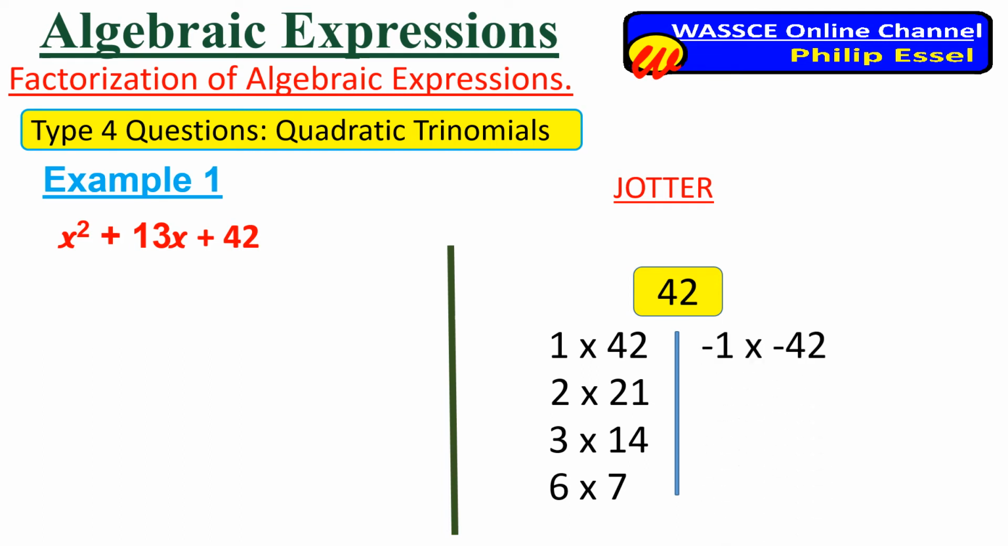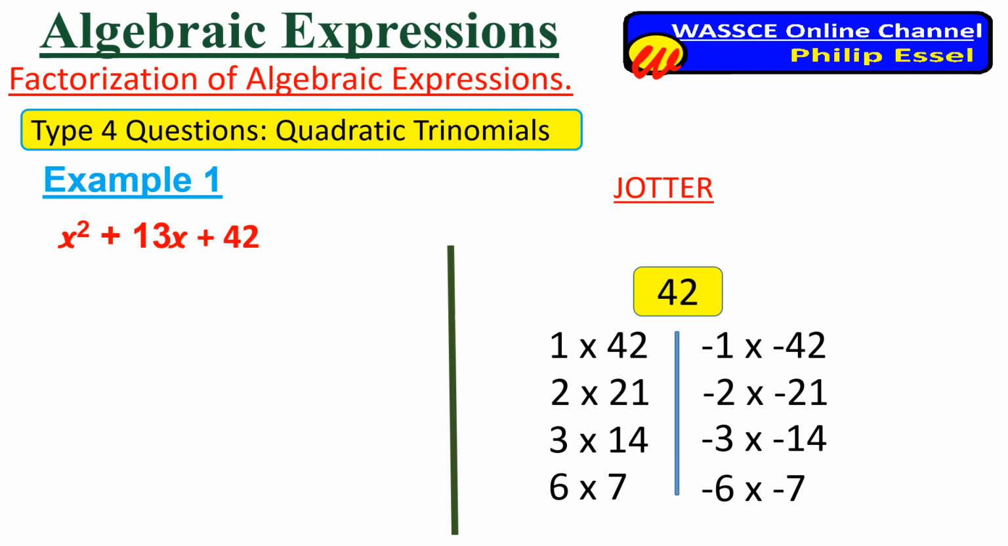Next, negative 1 times negative 42 would also give us 42. Next, negative 2 times negative 21 would also give us 42. Next, negative 3 times negative 14 would give us 42. Then finally, negative 6 times negative 7 would give us 42.